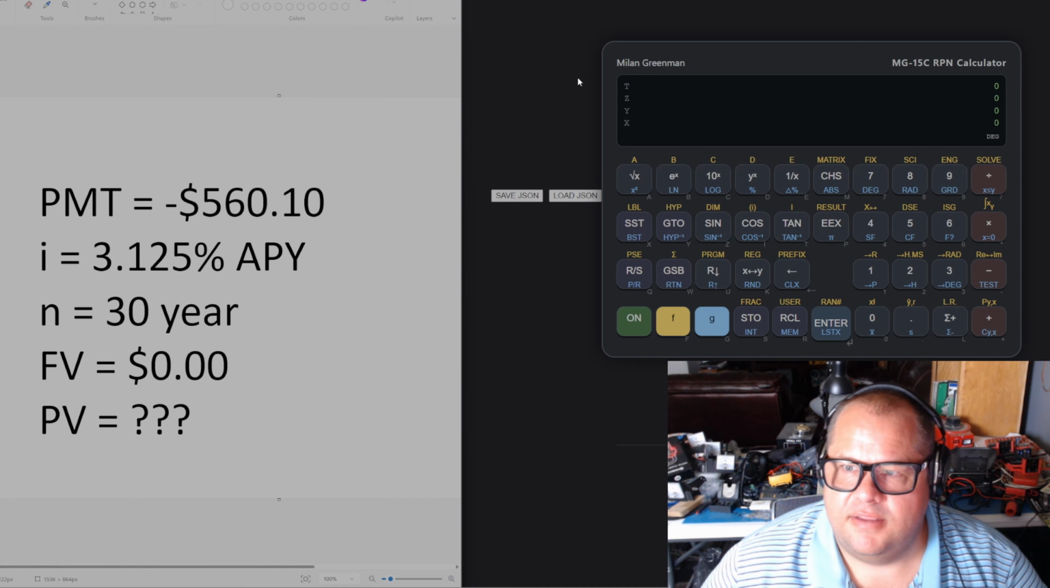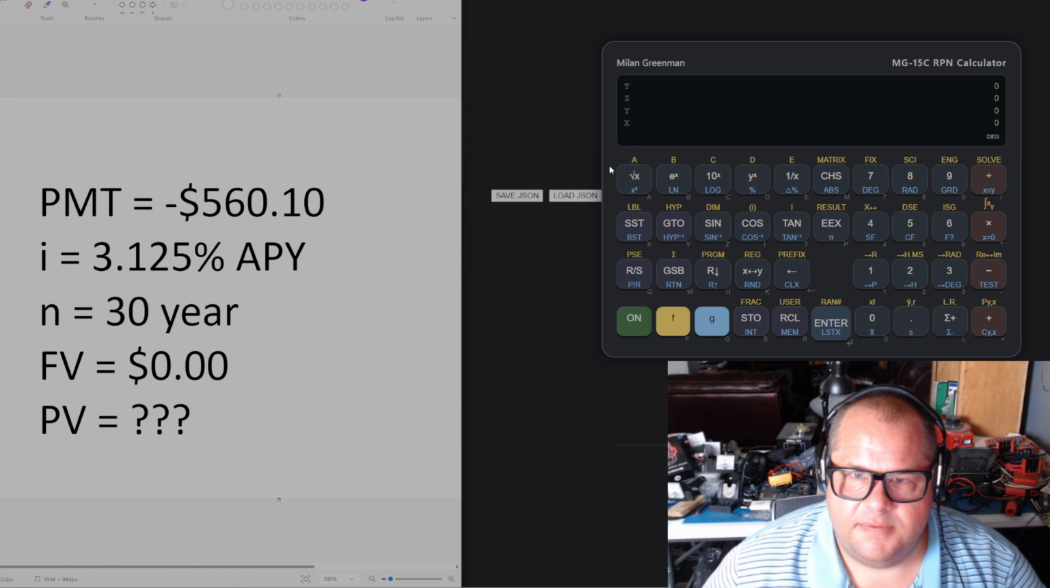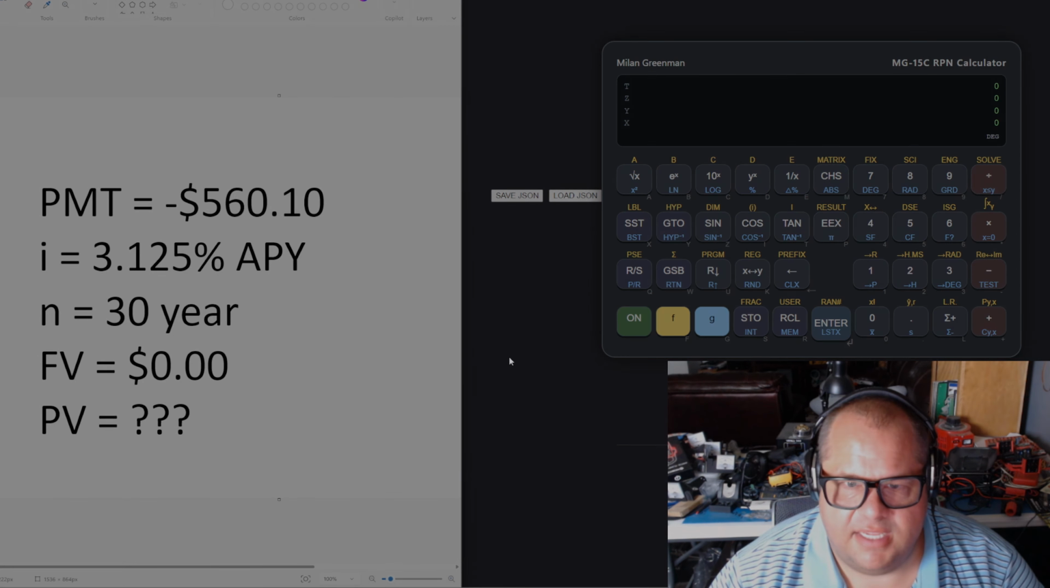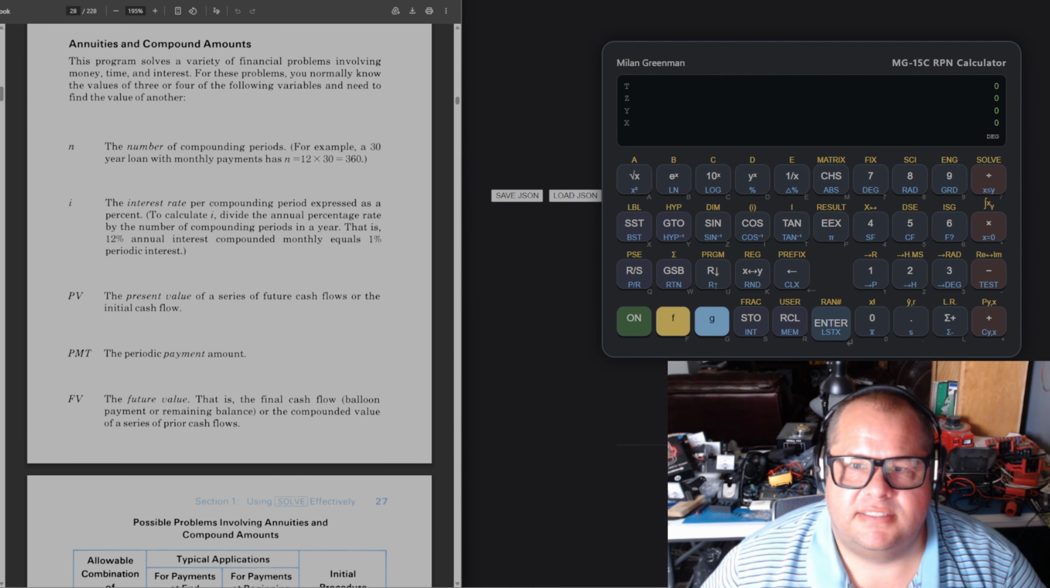So that got me thinking, I wish I could calculate this on my MG-15C HP-15C emulator calculator. And sure enough, there is a program in the Advanced Functions Handbook published by HP that walks through a program for the 15C calculator. It's on page 26 of the Advanced Functions Handbook, and it explains what each of the variables are.